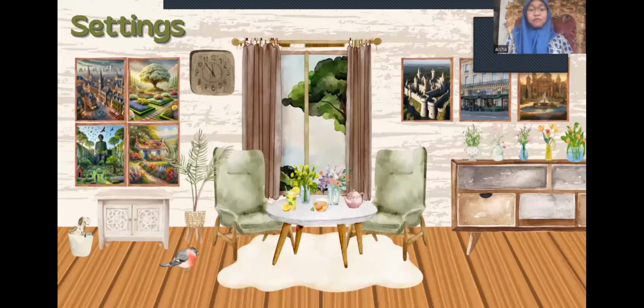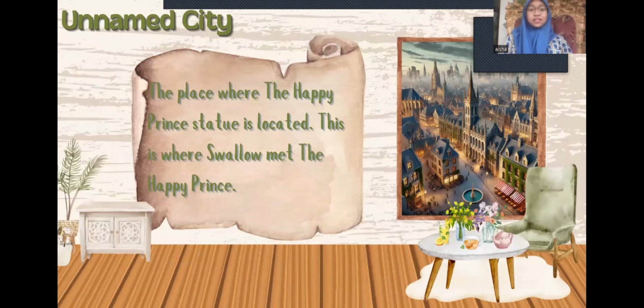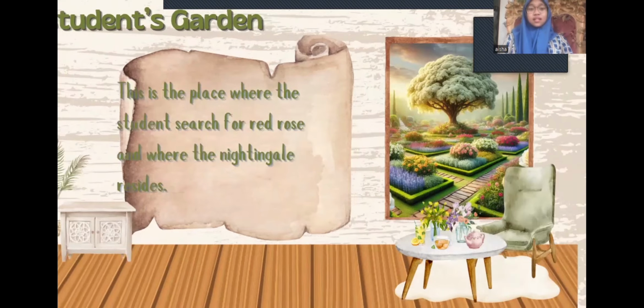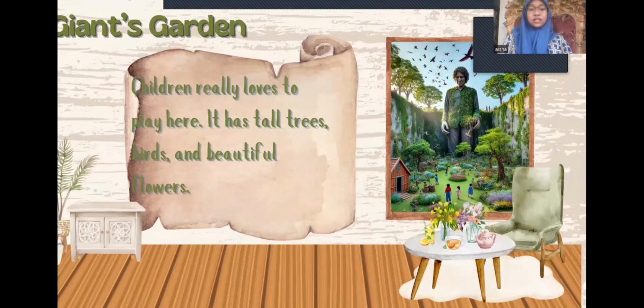So here we have 7 main settings in the book. First was an unnamed city. This is the place where the Happy Prince statue is located, and this is where the swallow met the Happy Prince. Second, we have the Student's Garden. This is the place where the student searches for a red rose and where the nightingale resides. Third, we have the Giant's Garden. Children really love to play here. It has tall trees, birds, and beautiful flowers.